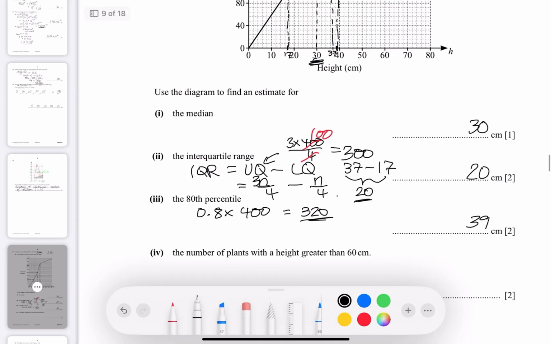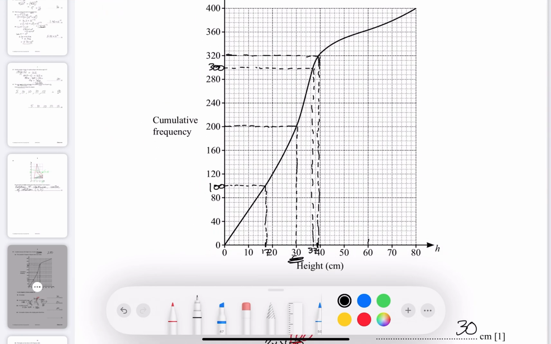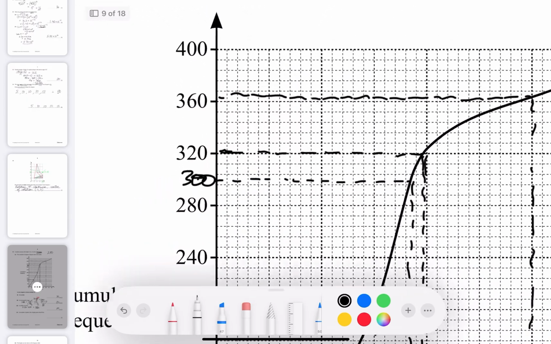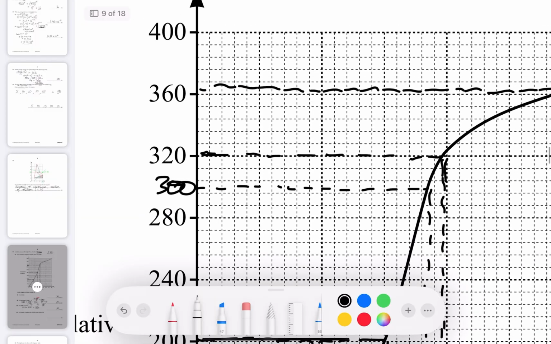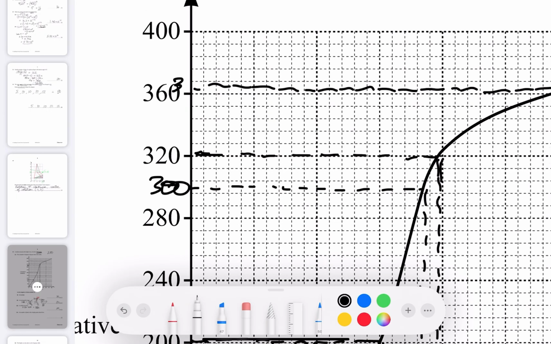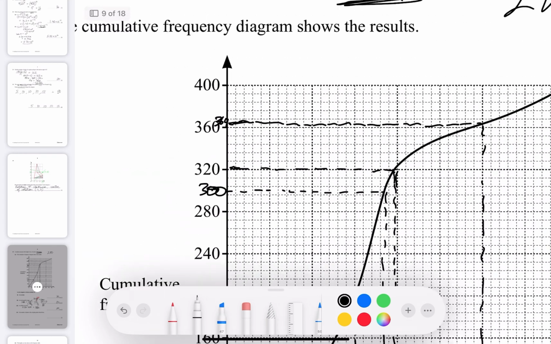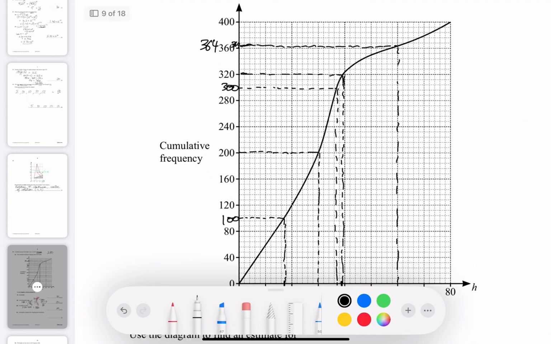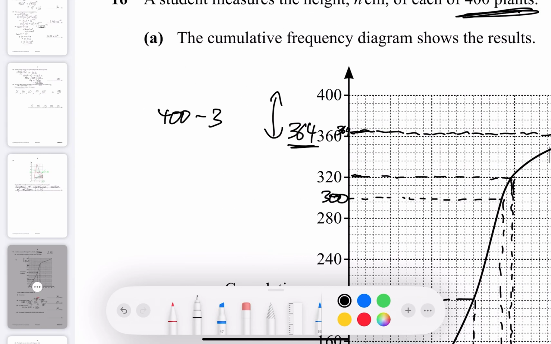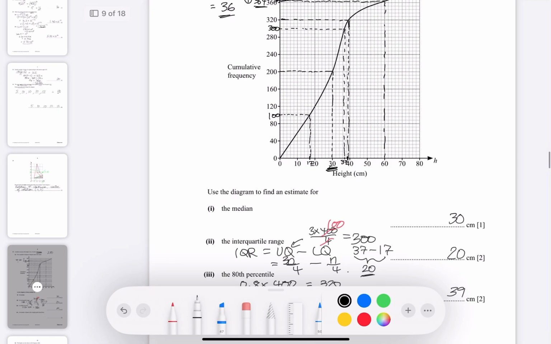Now the number of plants with a height greater than 60. So now we do the reverse. We draw a line from 60 and then we extend it back. So now it meets the y-axis at this value of, it appears like it's around 364. So 364. Hence at 364, the plant is 60 centimeters. So if you want to find the plants greater than 60 centimeters, we find the number of plants greater than 364. So basically this range. So we just do 400 minus 364, and that's equal to 36. So our answer is 36 for that.